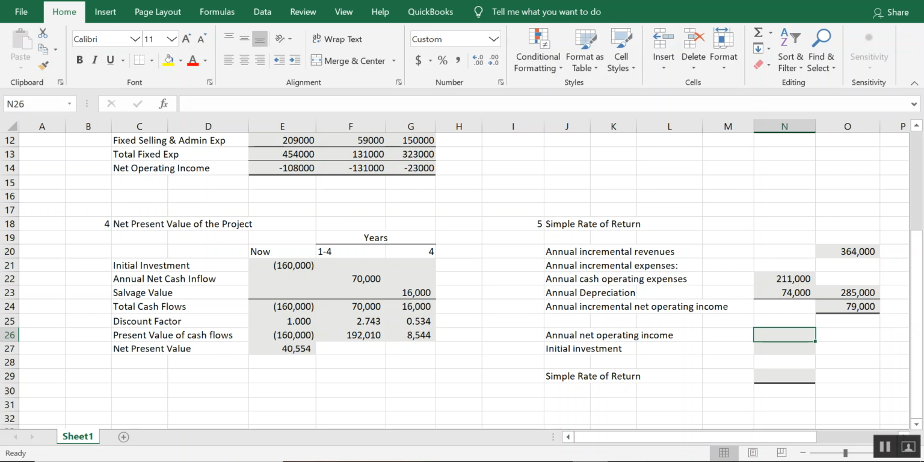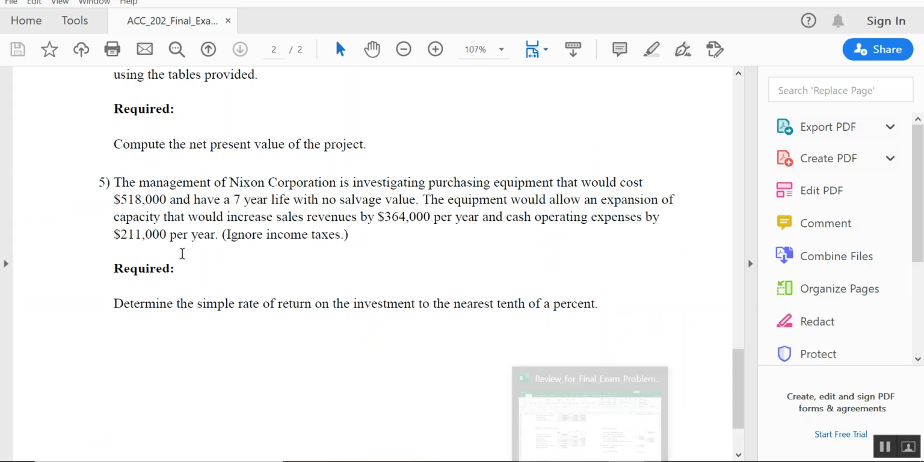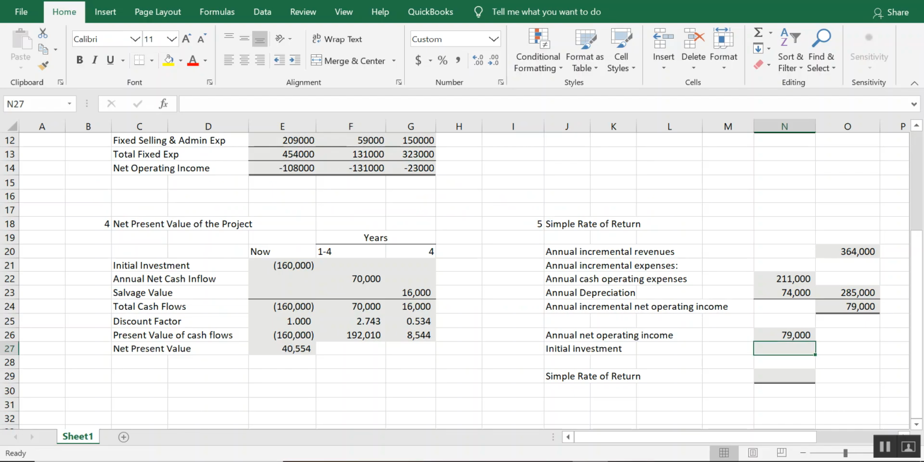To calculate the simple rate of return, we take that annual net operating income of $79,000 and divide it by the initial investment, which in this case is the amount we spend on the equipment, $518,000. So we go back and put that 518 in, and then divide the 79,000 by the 518. Based on the question, they want you to round this to one decimal place, so it would be 15.3%.